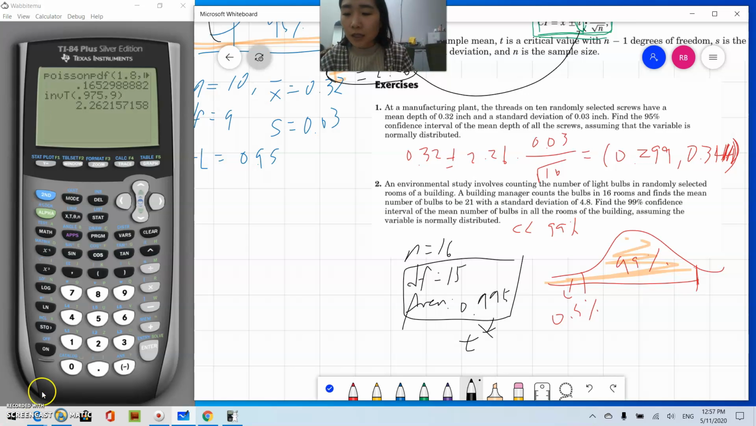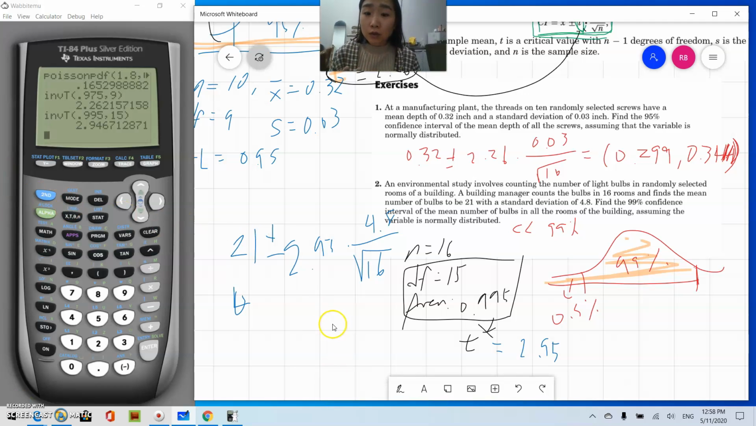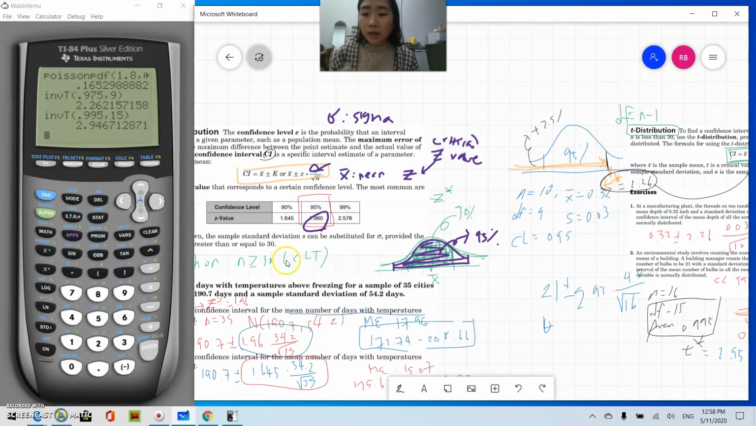So let's do that. My t star is 2.95. Then I will plug it into the formula: 21 plus minus 2.95 times 4.8 over square root of 16. I'm running out of time, so I won't actually do the calculation, but hopefully this makes sense. The only difference between t and z is that for t you need to use inverse t to find the t star, whereas a z star is given by this. But obviously, you can always use the calculator too.